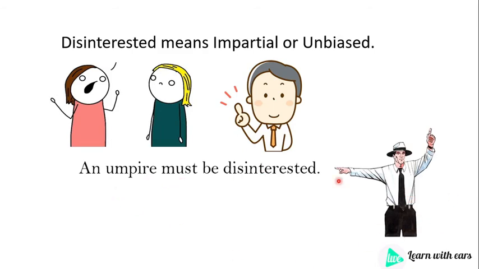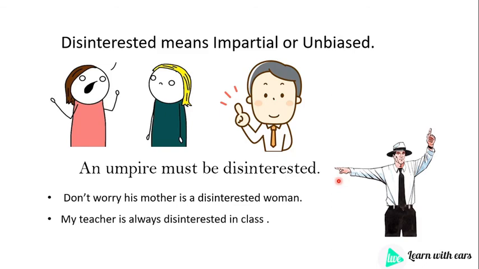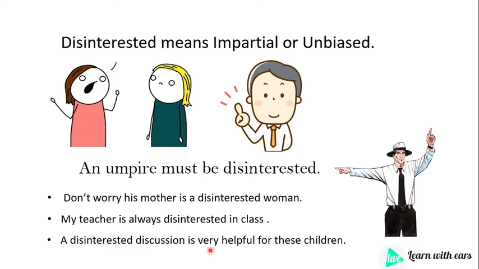Now let's see some more sentences. Don't worry, his mother is a disinterested woman. Next, my teacher is always disinterested in class. She is impartial, unbiased. Next, a disinterested discussion is very helpful for these children, because in this discussion nobody is biased, everyone is impartial, so it will be very helpful for these children.